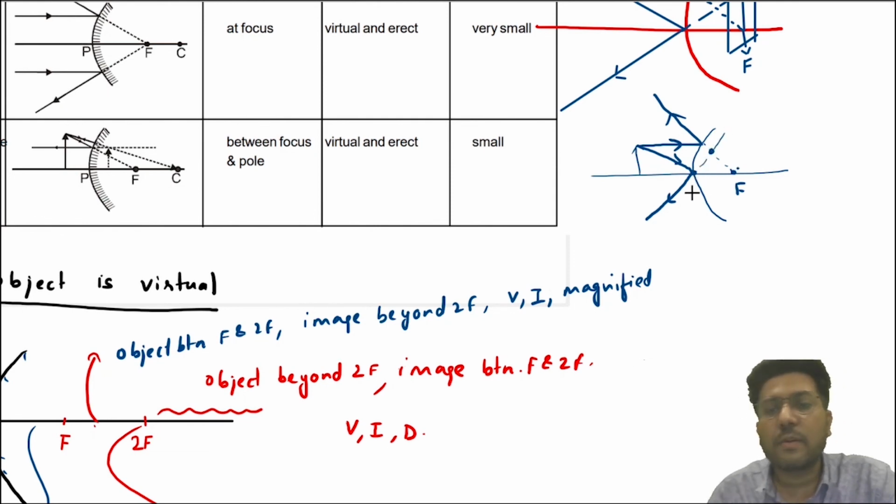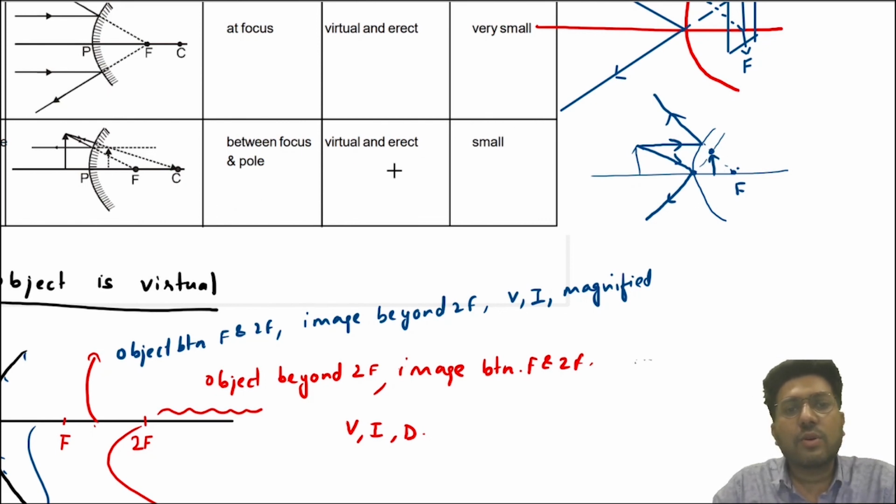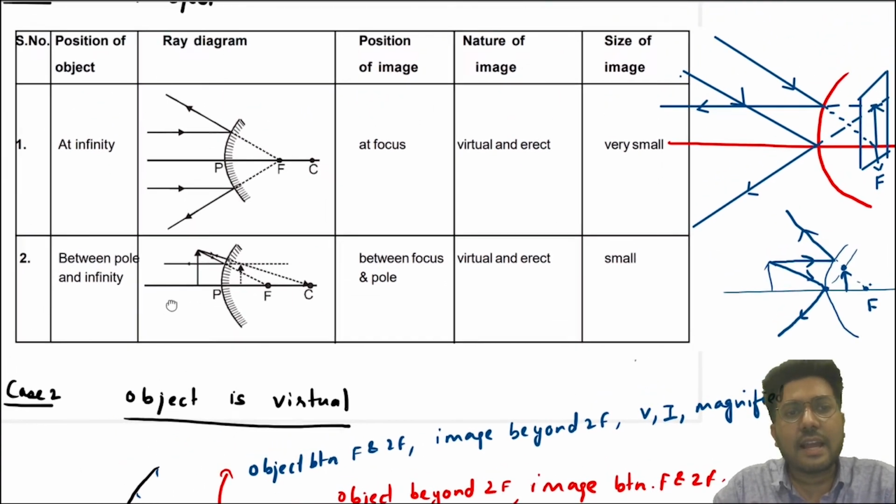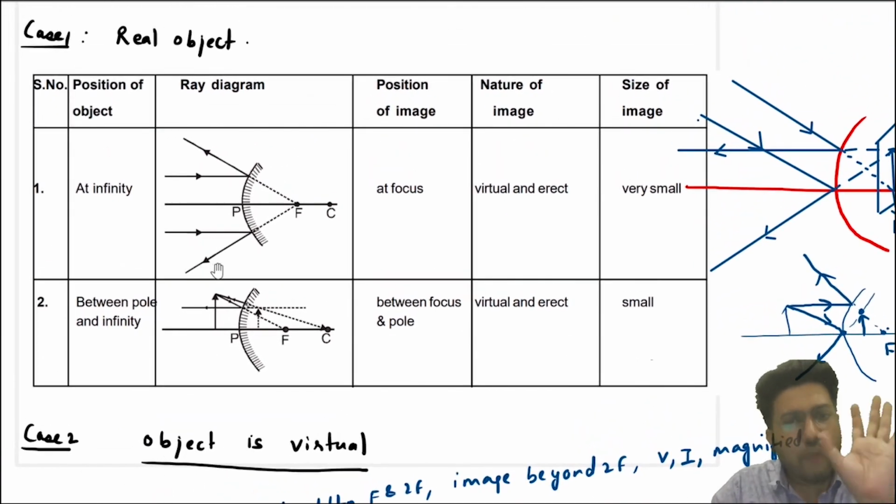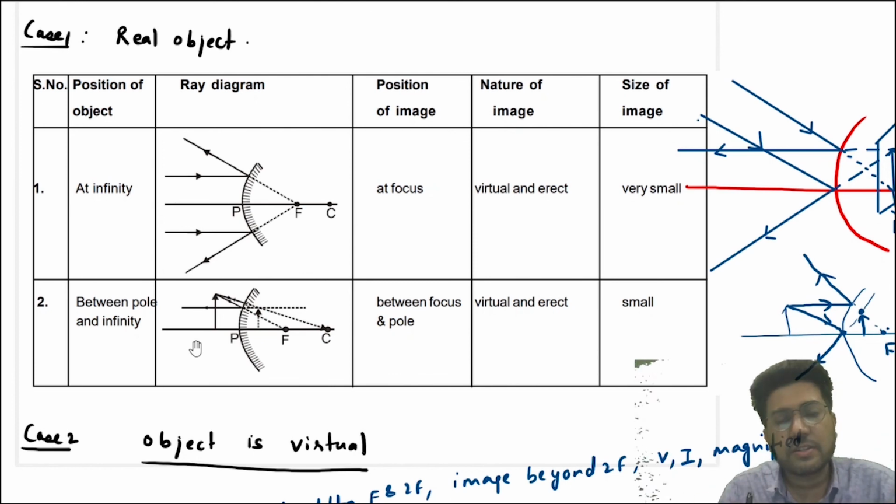Image is always formed between pole and focus. Image is behind the mirror, that means it is virtual and it is erect, right? And also it is diminished. So what will you say? You will say that a convex mirror for a real object can never form a real image. It always forms a virtual image, right? And that virtual image is always erect and diminished.